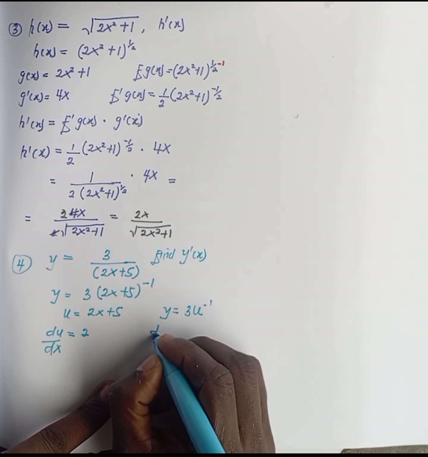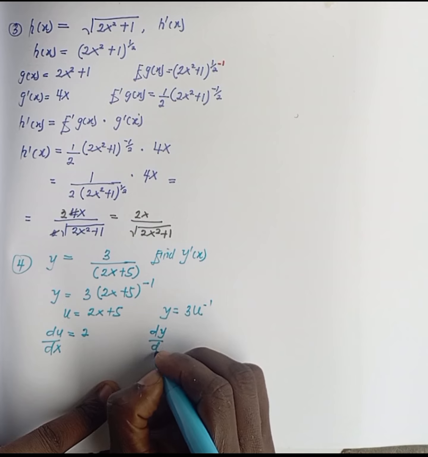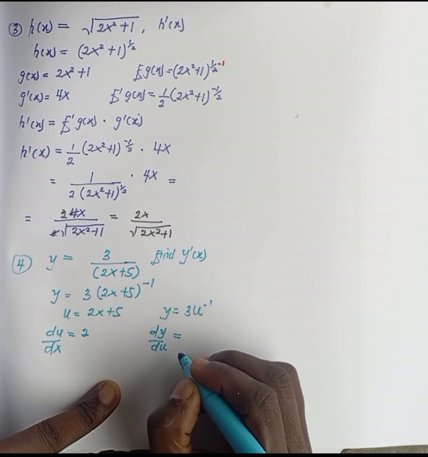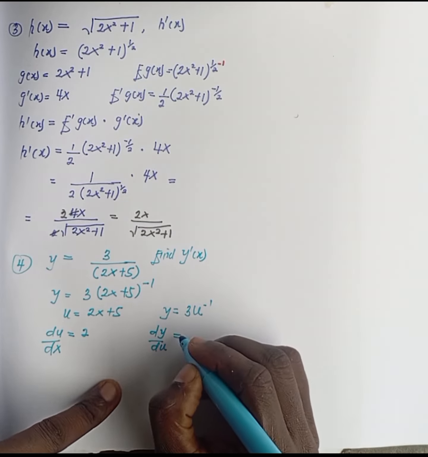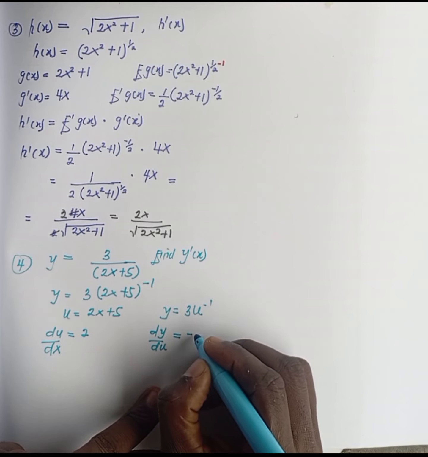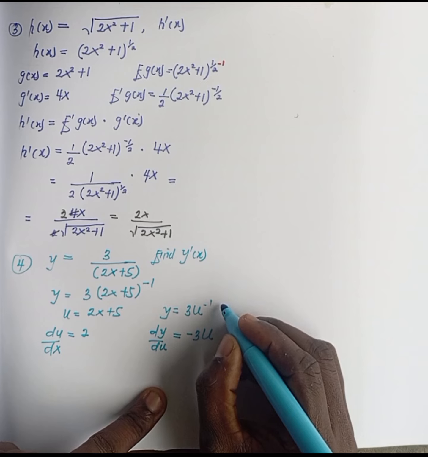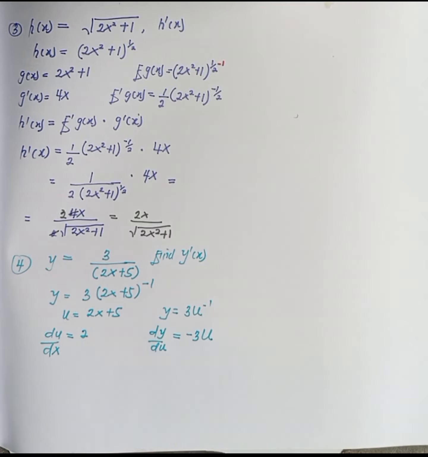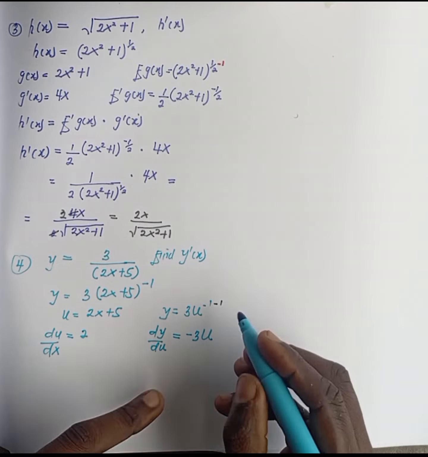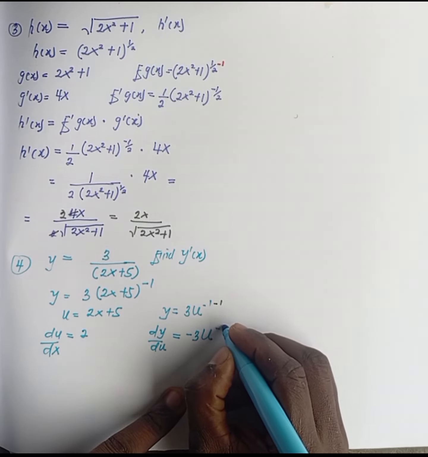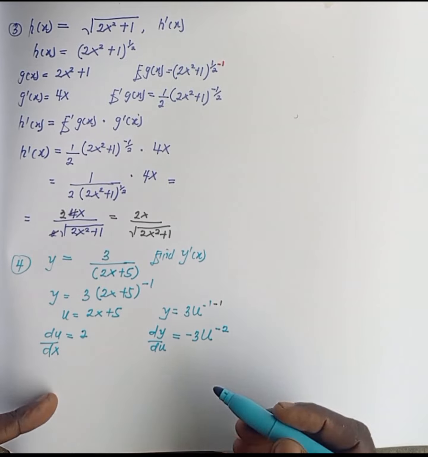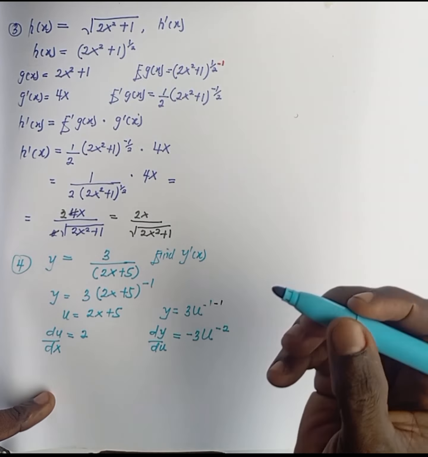So we are going to get dy/du. Now applying the power rule, the negative will come and multiply the 3. We are going to get negative 3u. Then we subtract 1 from the exponent. So when we subtract 1, let me indicate it so that you see it well. Now when we subtract 1, we are going to get what? Minus 2. And then we just substitute these functions and their derivative into the formula.